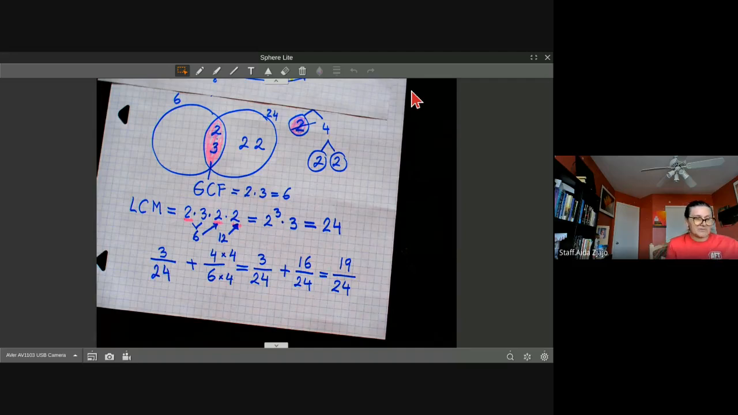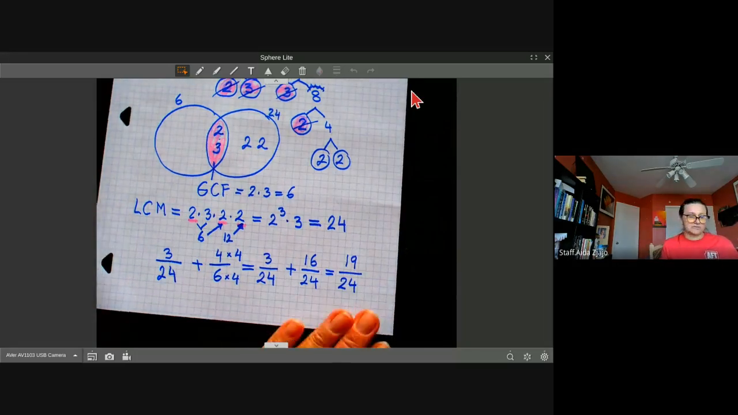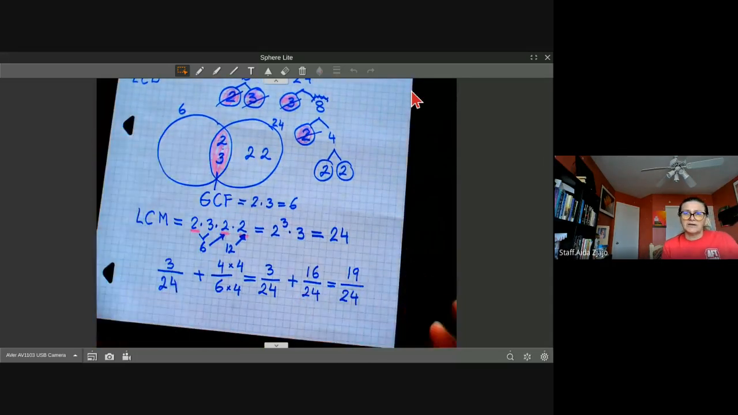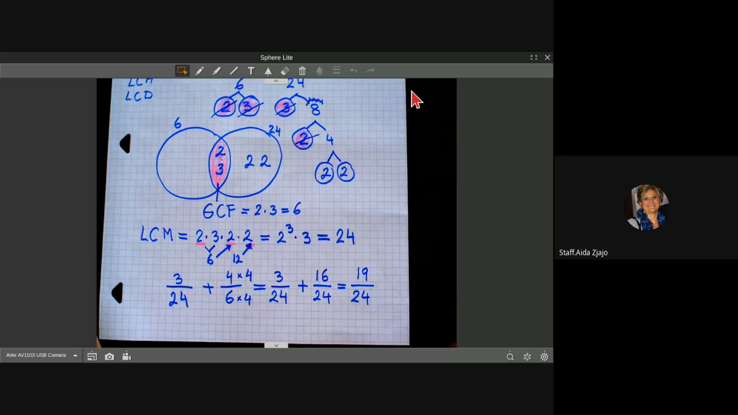I hope we're going to practice more about it, and I'm going to help you learn how to use this tool to add, subtract, and simplify fractions. This was our first time. Are there any questions?